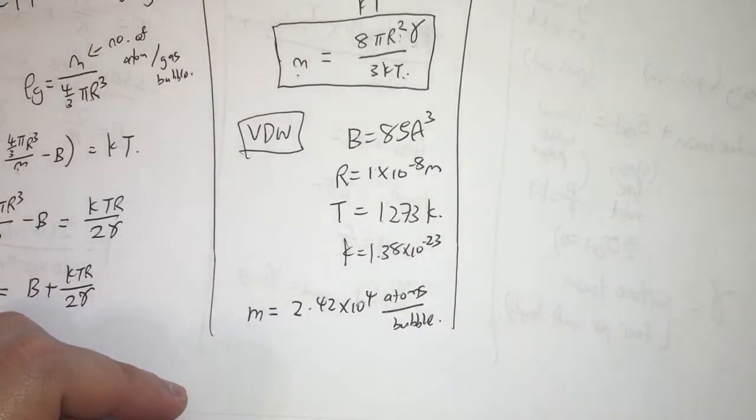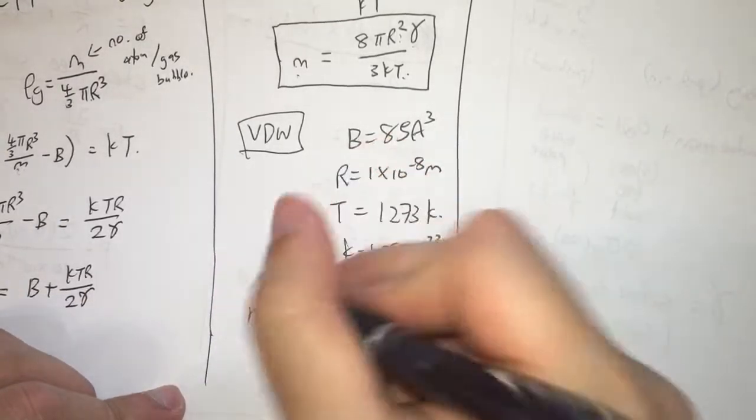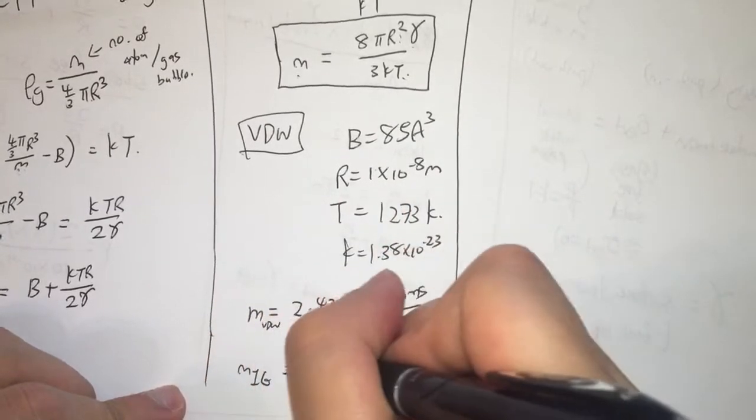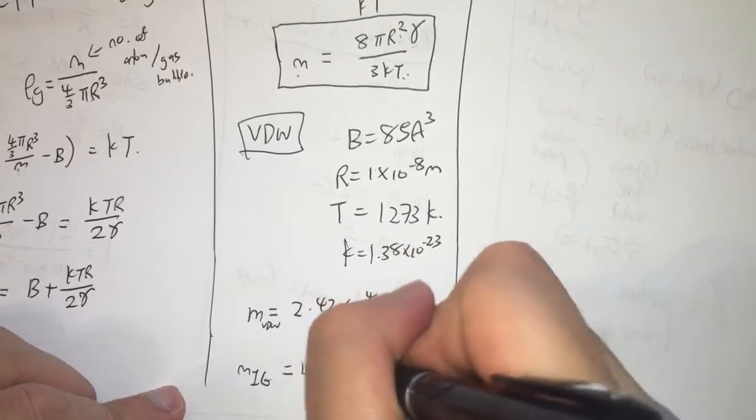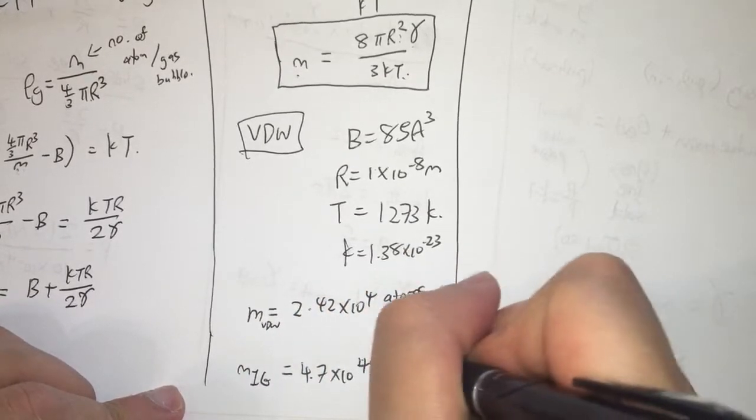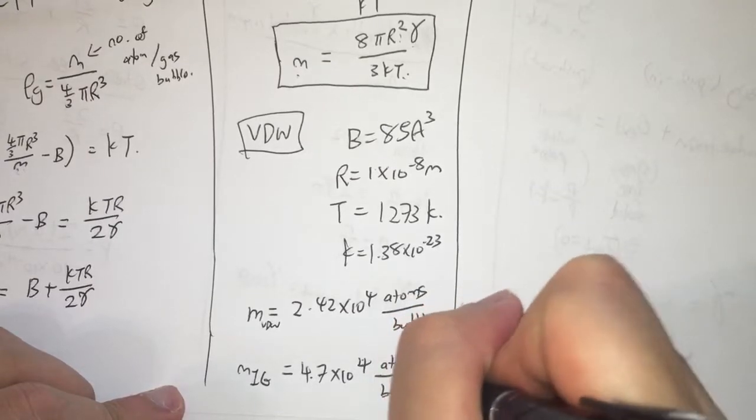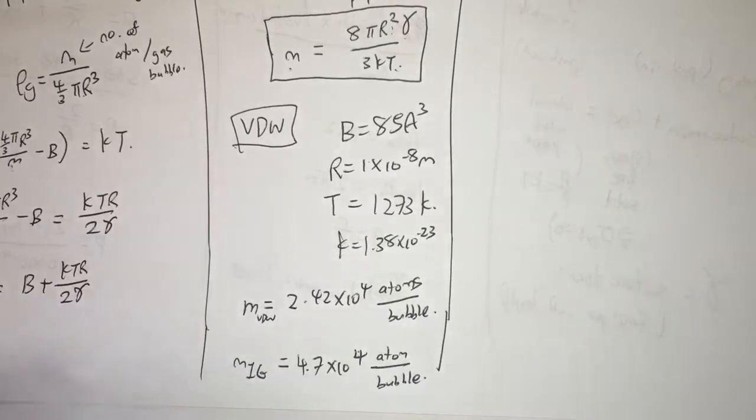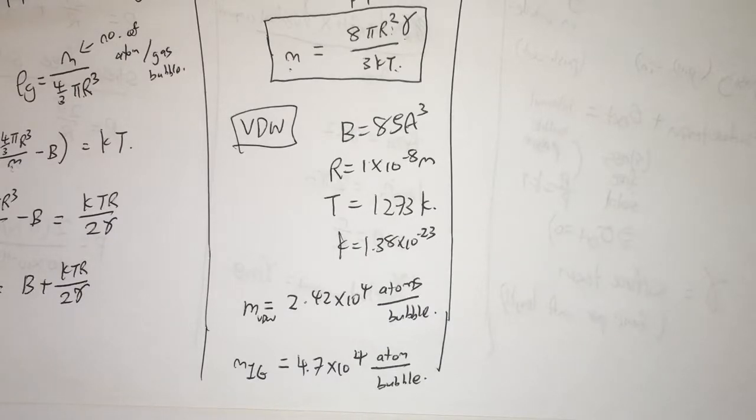Whereas for the ideal gas case, where the calculation is of course a lot simpler, so I put VDW here for van der Waals, M ideal gas equals 4.7 times 10 to the 4 atoms per bubble. So you can see the ideal gas case and the van der Waals case are in very stark contrast. Usually ideal gas is very easy to calculate, but just take note that there's a large discrepancy, and this will be quite important to take into account.